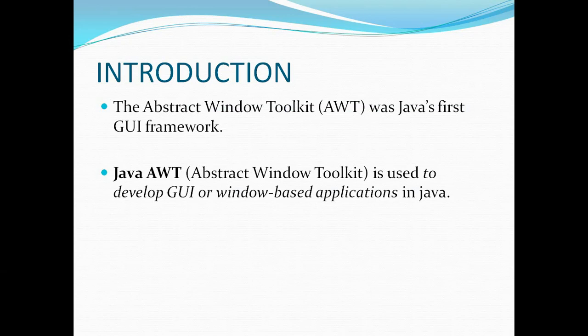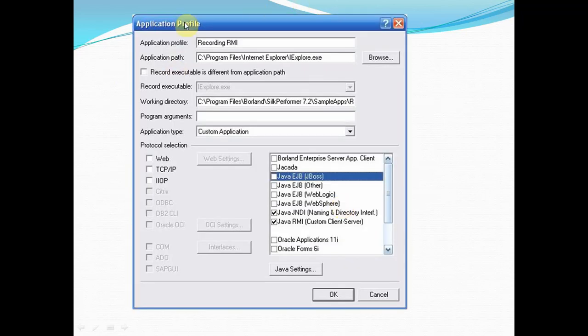The Abstract Window Toolkit package is used to create graphical user interface applications. This is one of the biggest packages in Java used for developing graphical user interface or window based applications. This type of application is called a GUI application or graphical user interface application.